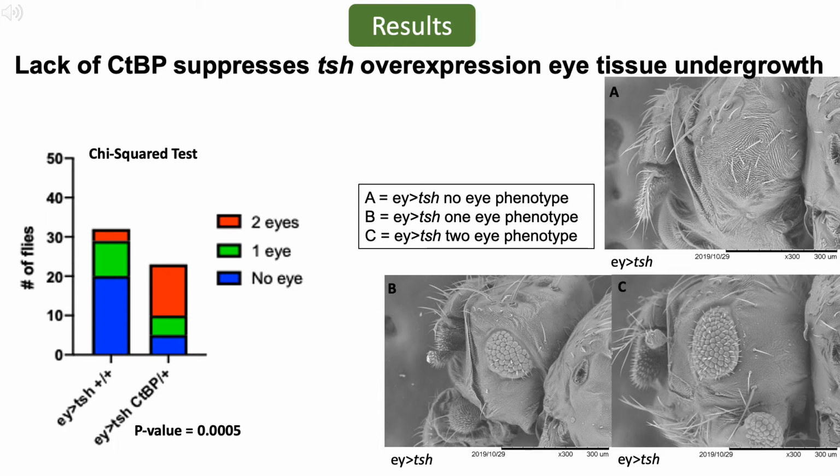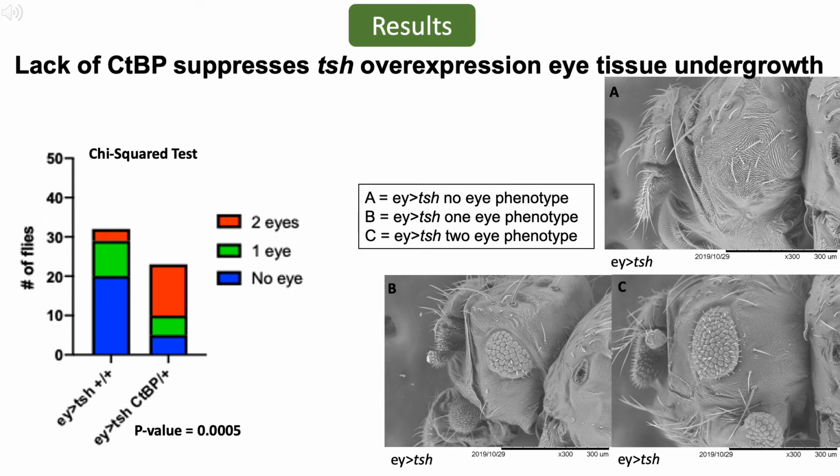The first part of these experiments was the overexpression of t-shirt. We can see that in flies where we overexpressed t-shirt, there was significant tissue undergrowth. In A, there is actually no eye phenotype in these overexpressed t-shirt flies. In B, there's one small eye phenotype. And in C, there's a 2-eye phenotype on the same side of the head, and both are significantly small.